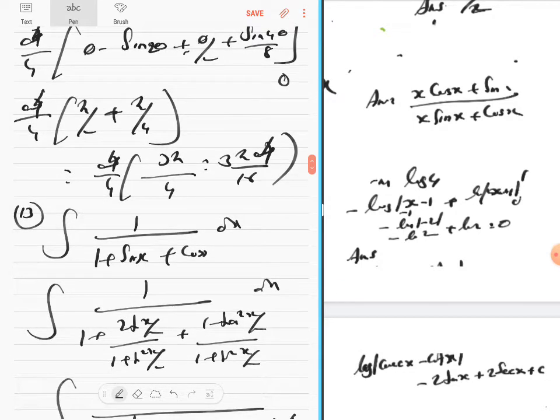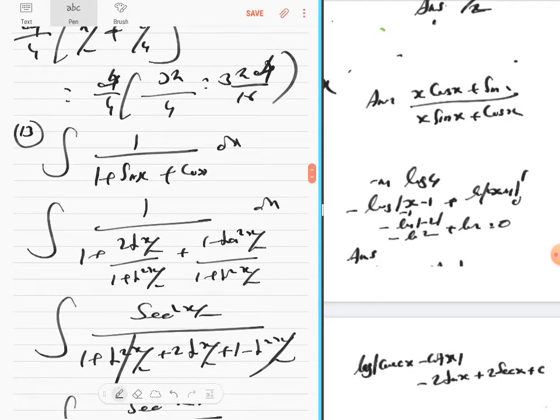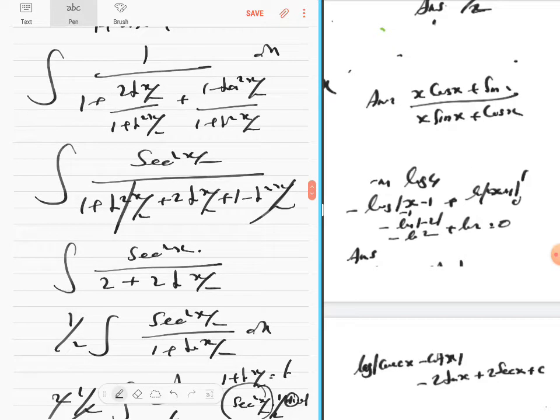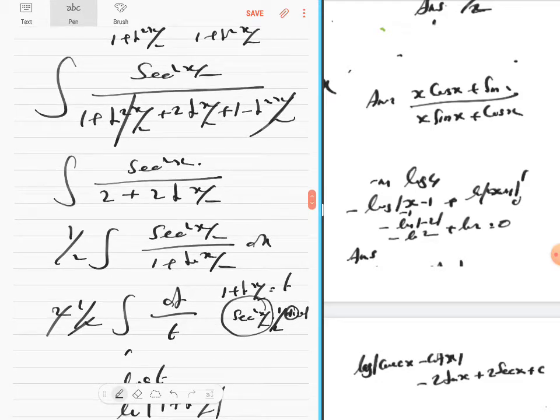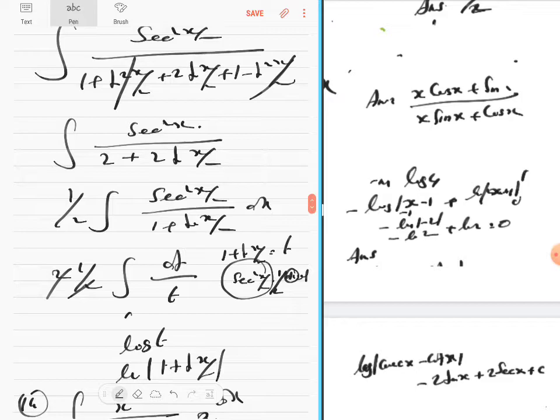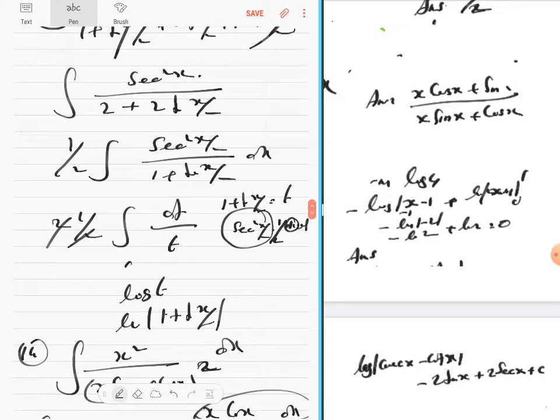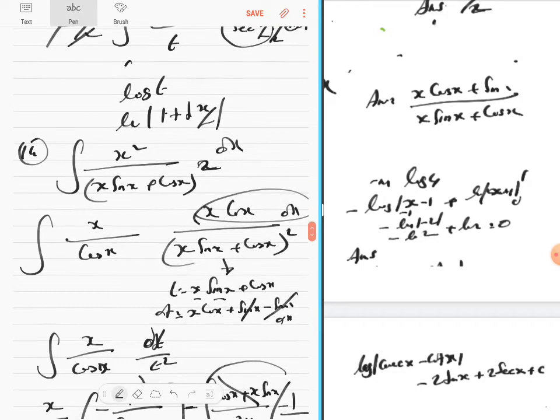Then the next one is 1 plus sin x plus cos x into dx. Write sin x as 2 tan x by 2 by 1 plus tan square x by 2, and cos x as 1 minus tan square x by 2 by 1 plus tan square x by 2. Take the LCM, and then assuming tan x by 2 as t, secant square x by 2 into 1 by 2 into dx will become dt, so the 2 gets cancelled, giving log t, which is log of 1 plus tan x by 2. But I have written something else as the answer there. Just check it out, okay. So let's go to the 14th question.